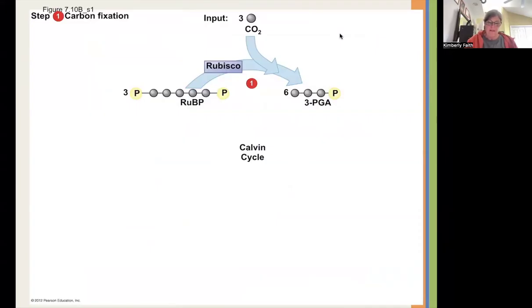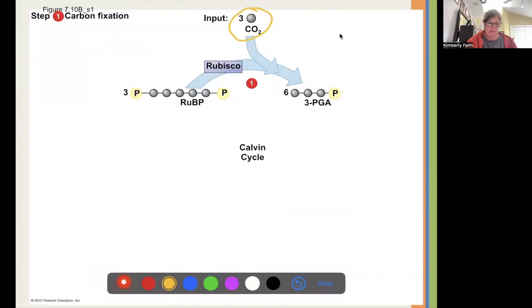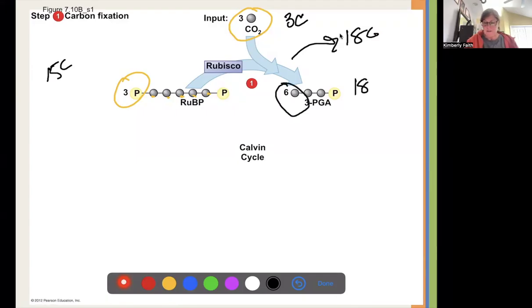We have three carbons here. We have three RuBP. So if you think about it, it's 1, 2, 3, 4, 5. That gives me 15 carbons. I'm putting in three, so that gives me 3 carbons. And then our intermediate molecule here has 18 carbons. And then we're just going to split those in half. And notice we have 18 carbons in 3 PGA molecules.